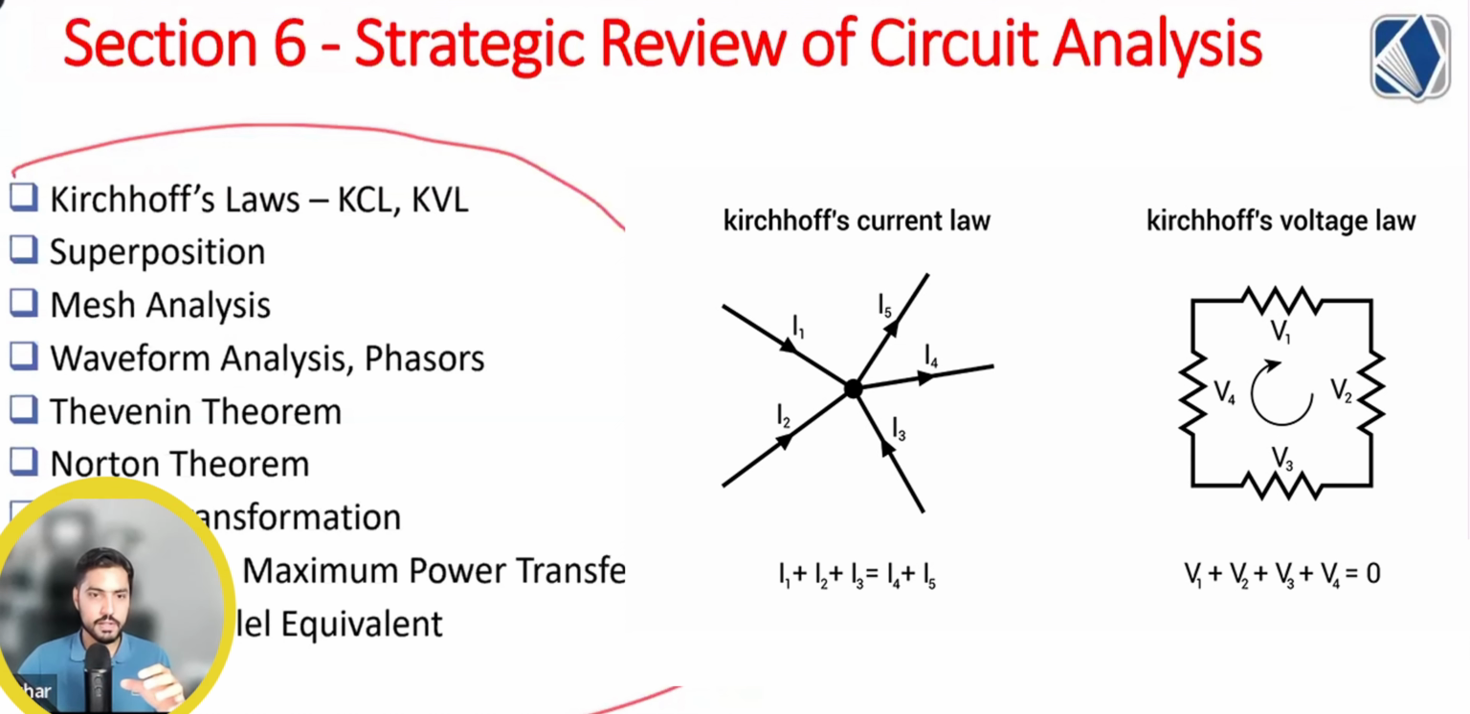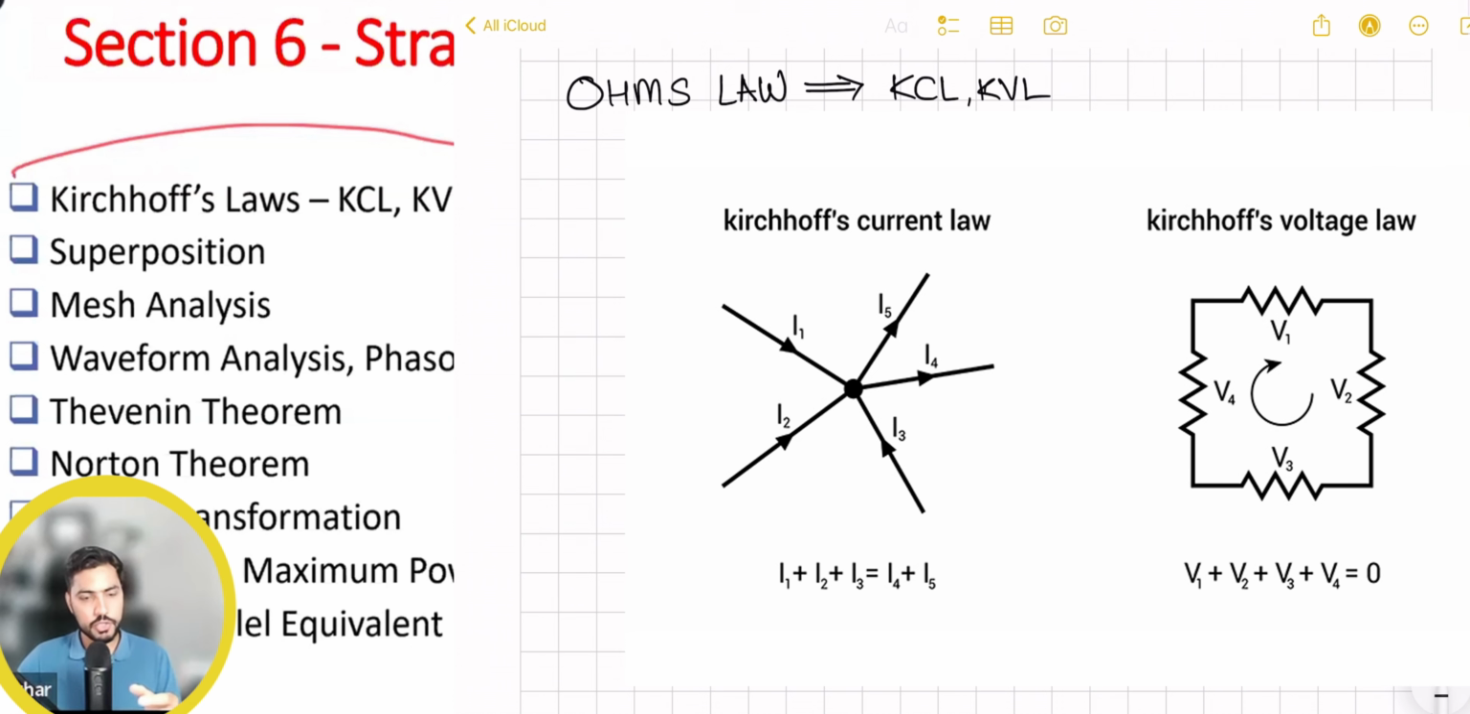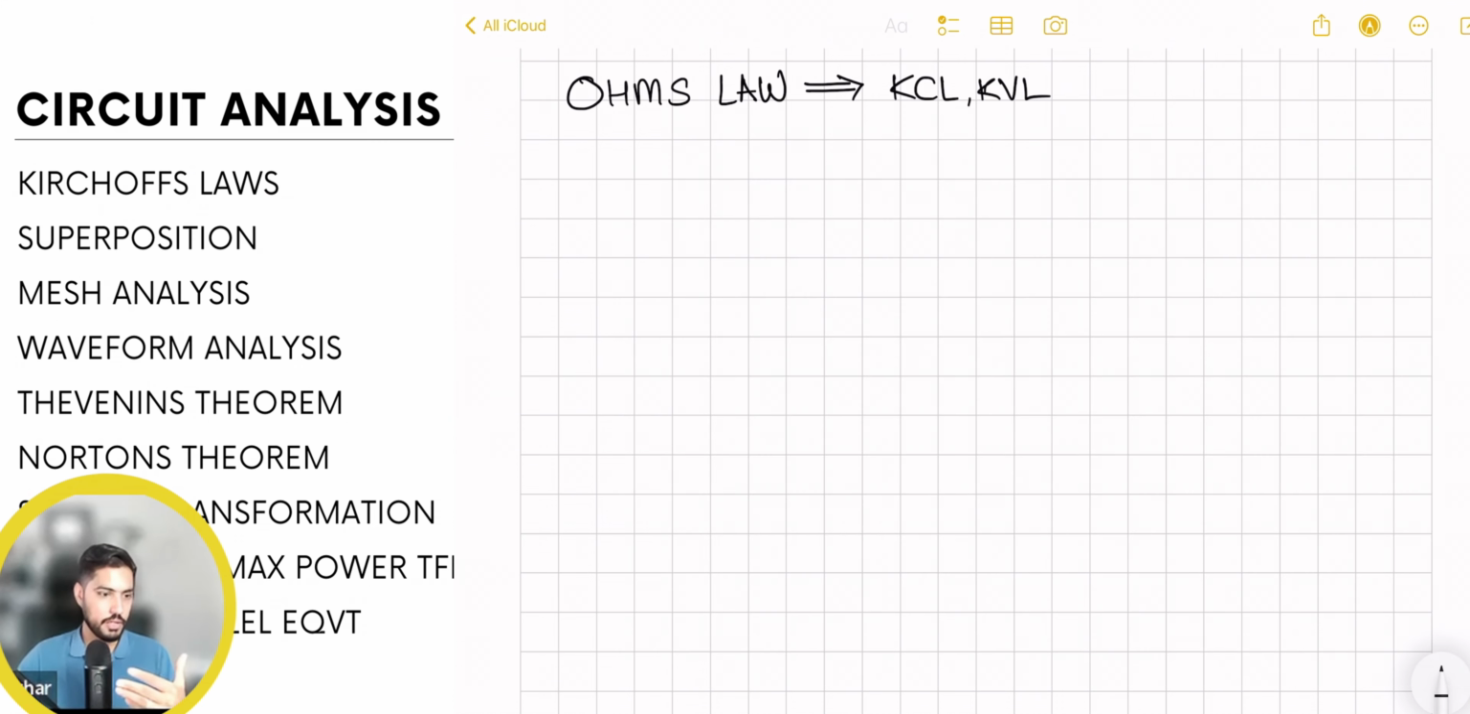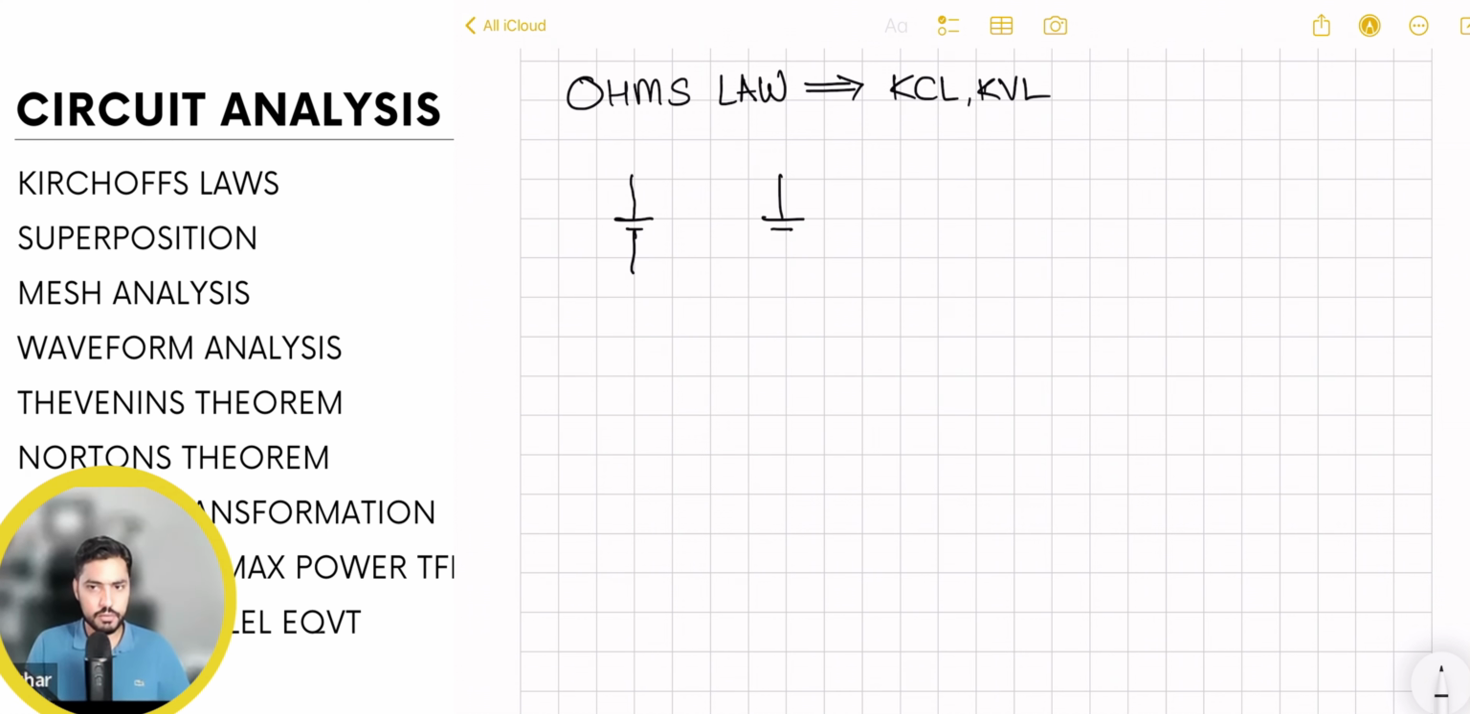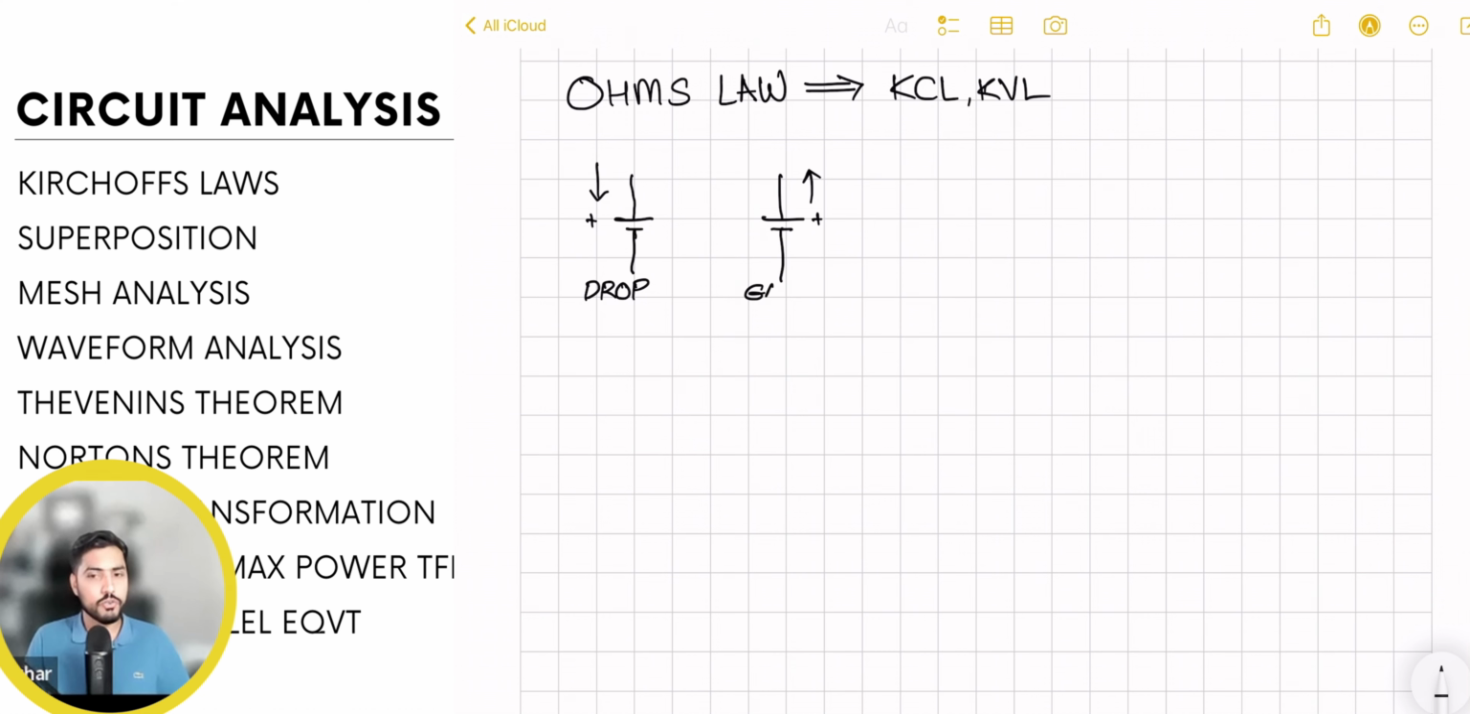As far as the KCL is concerned, it is the law of conservation of charge, and KVL is the law of conservation of energy, basically. When it comes to KCL and KVL, one of the most important things that you have to remember, I'm going to quickly sketch batteries, is that whenever current is entering the positive terminal of a voltage source, it's considered to be a voltage drop. Whenever the current is leaving the positive terminal of a voltage source, it is considered to be a voltage gain.